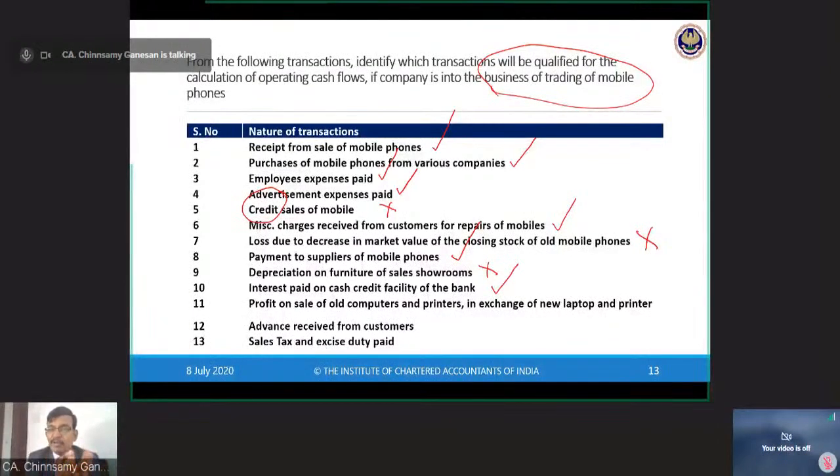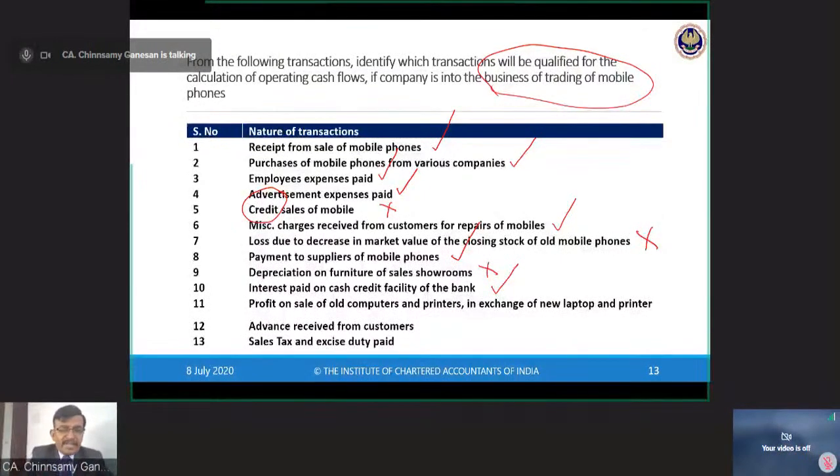Profit, that means there is a sale profit also coming in. So to that extent, we have to identify what is the sale proceeds which has been collected on this. Then we have to take that into consideration. Assuming that there is an exchange of new laptop and printer and there are no inflows and outflows, it's like 3 laptops have been shared to buy 2 laptops. No outflow has happened. Then it becomes a non-cash item.